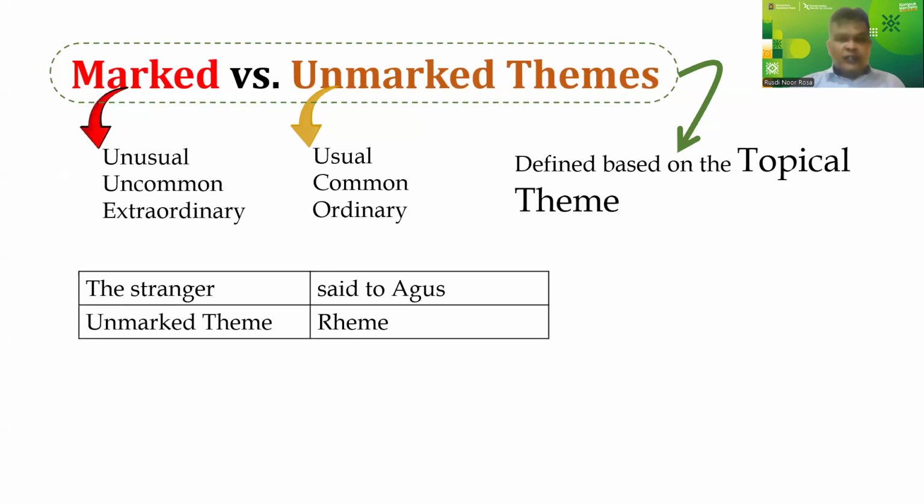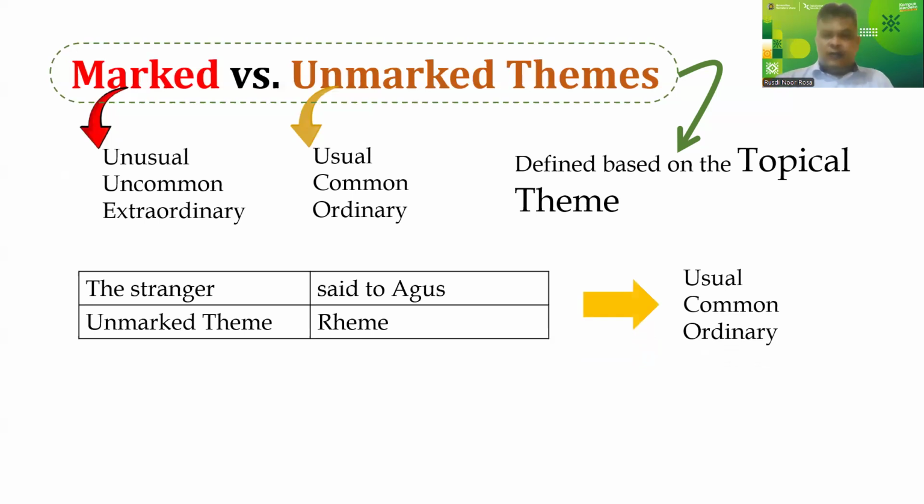The first clause belongs to unmarked theme. Why does it belong to unmarked theme? Because the theme here, the stranger, is usual, because that is how we usually construct a clause. We usually begin with a participant. So this is the example of a usual theme.